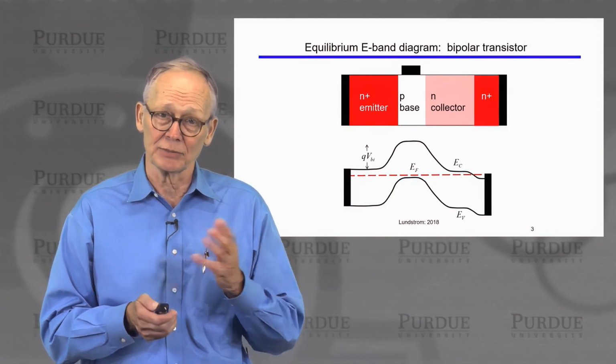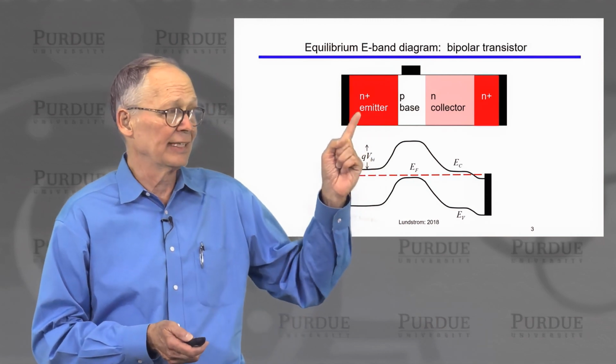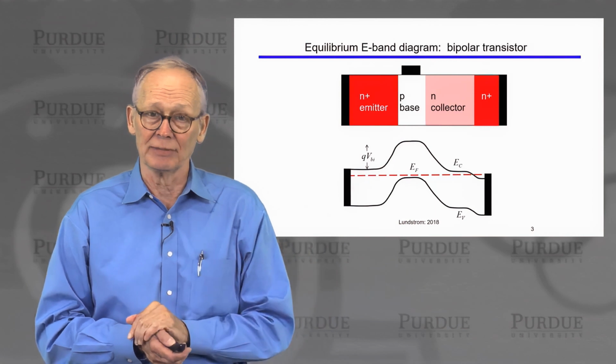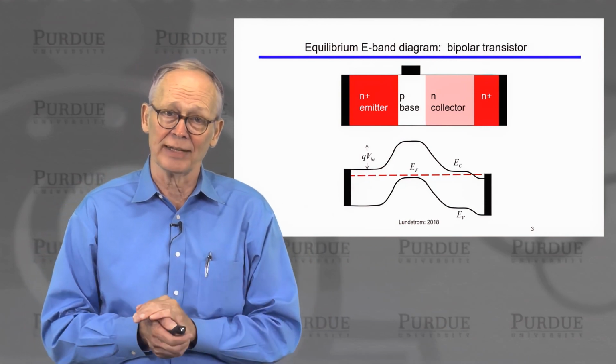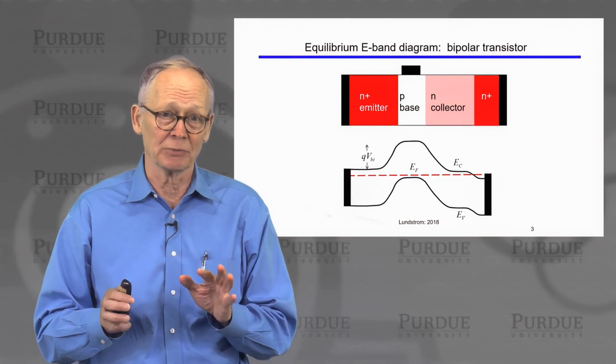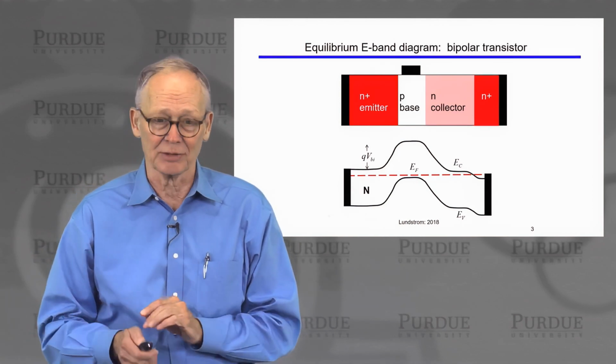If you look at this energy band diagram, it looks a lot like the energy band diagram for an N-channel MOSFET that we drew earlier in the course. In that case, we had an N-type source, we had a P-type channel, and we had an N-type drain. So these devices, their energy band diagrams look quite similar. That means their operating principles are, in fact, quite similar.